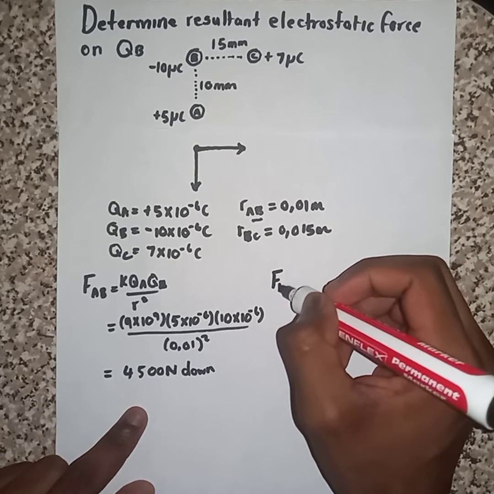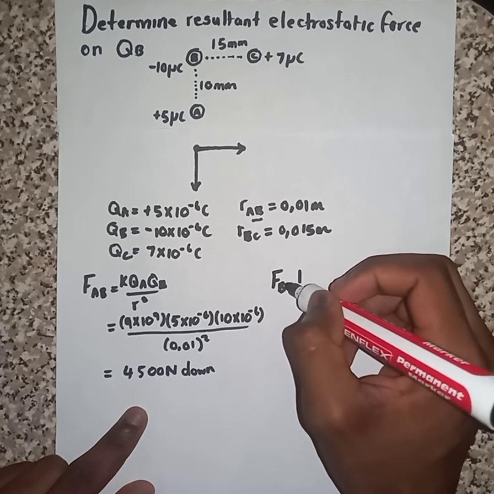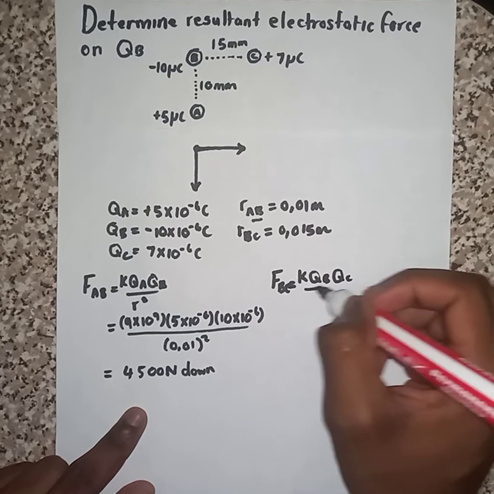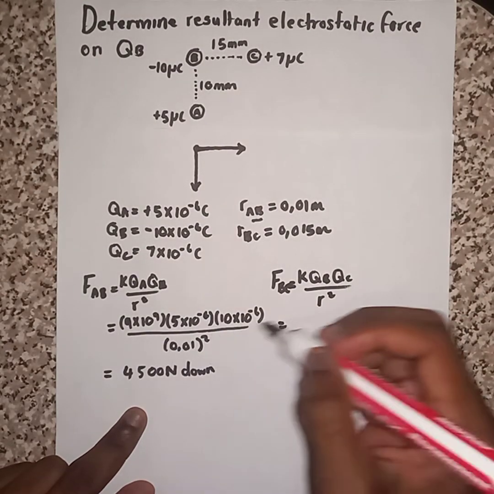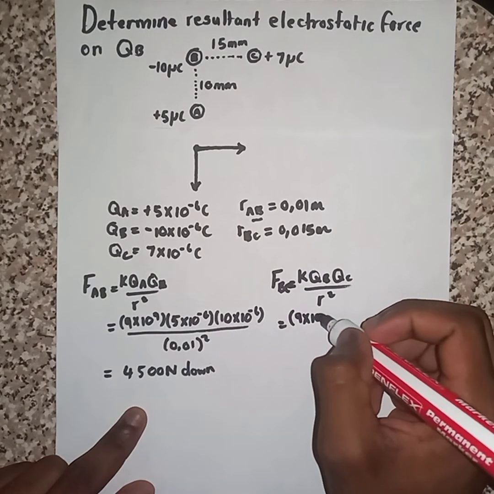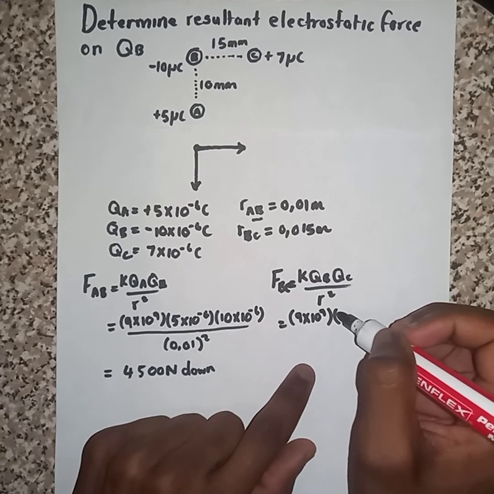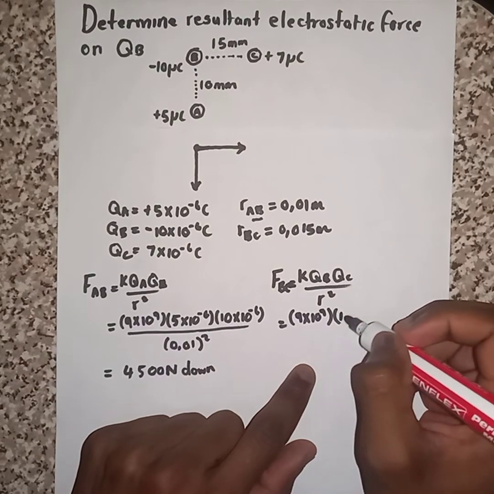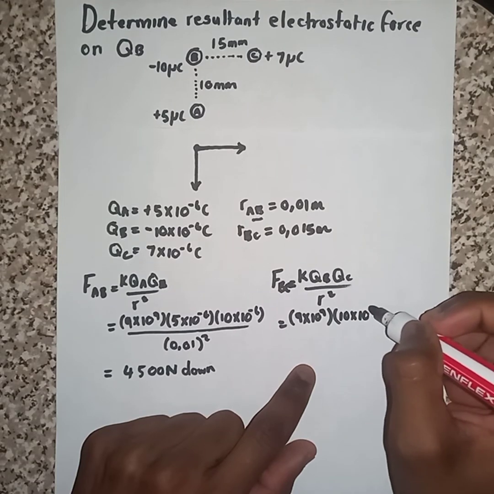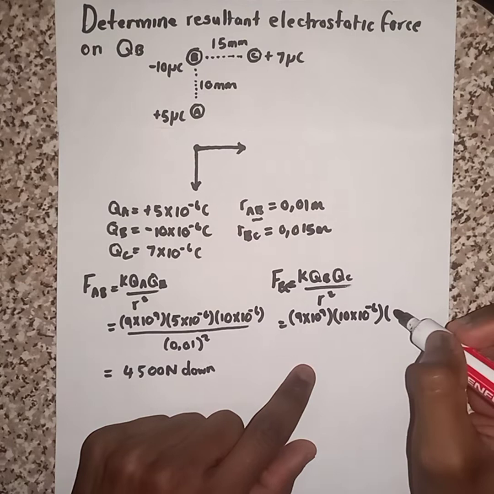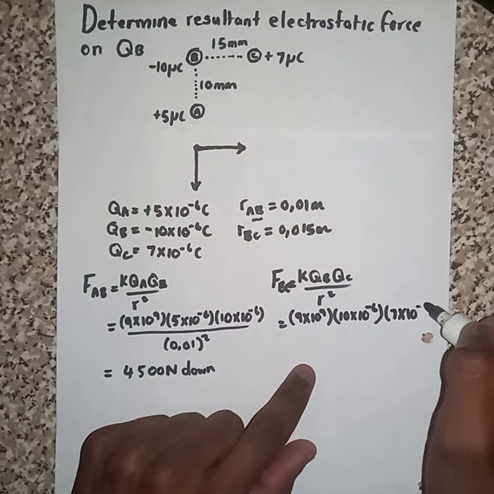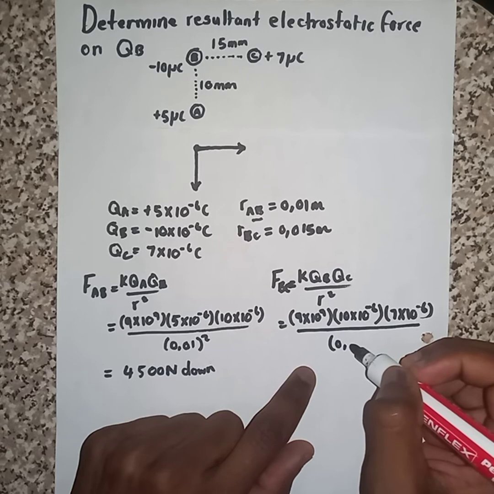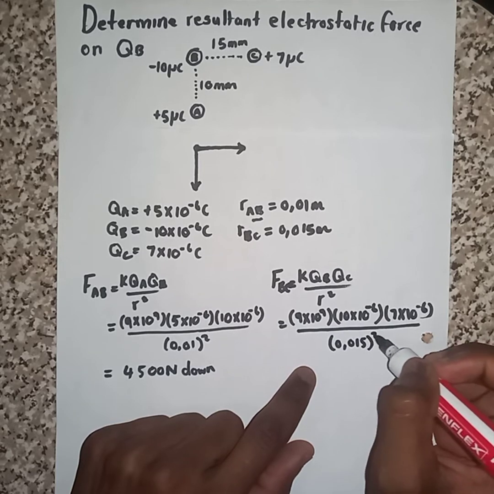Going to say F, but this time around for B and C, equals K times QB times QC, divided by R squared. Then our K, the constant value. Then let us see what is the value of B. It was negative 10, but we omit the negative. We're going to consider only the positive. Then for C, 7 times 10 to the power of minus 6 coulomb. Then the distance was 0.015. Then you square everything.